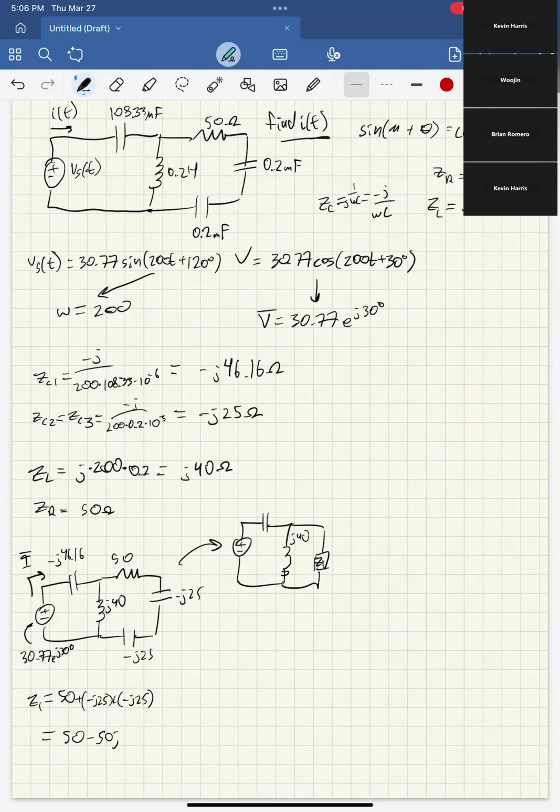And how do we do things in parallel? Well, this is where I tell you you should use your calculator because it can do it for you. But if you don't have your calculator, then you can still do it. Let me remind myself how you do this without a calculator real quick because it's kind of a pain. It's still the same thing. If we want to find Z1 in parallel with ZL, it's going to be Z1 ZL over Z1 plus ZL, the same way you do resistors in parallel, which here would be J40 times 50 minus 50J over J40 plus 50 minus 50J.